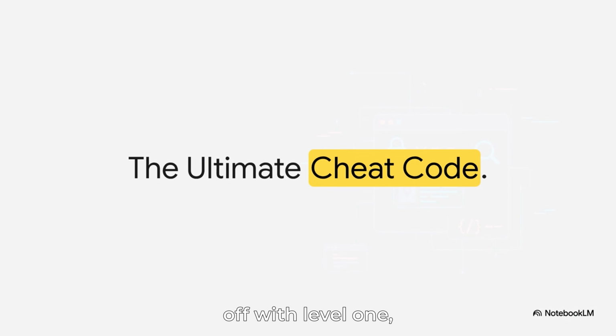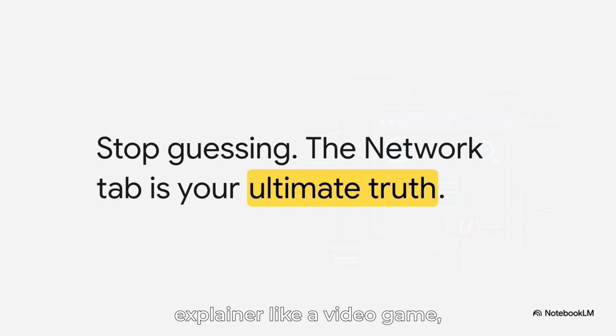So let's kick things off with Level 1, the ultimate bug cheat code. Think of this explainer like a video game where we're gearing up with the ultimate cheat code to defeat those terrible bug reports. The very first thing we need to do? Upgrade our mindset.